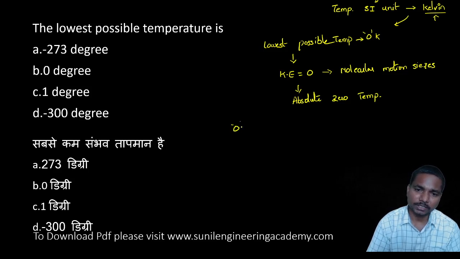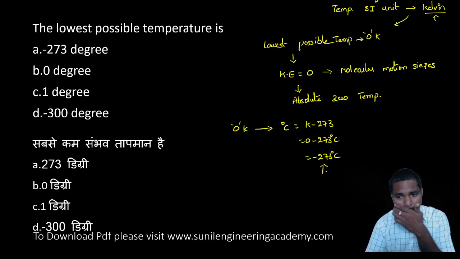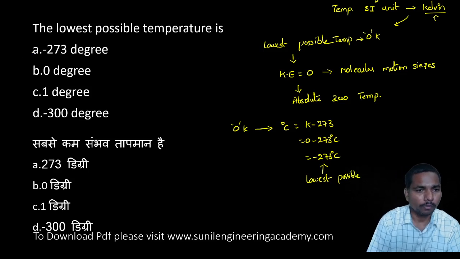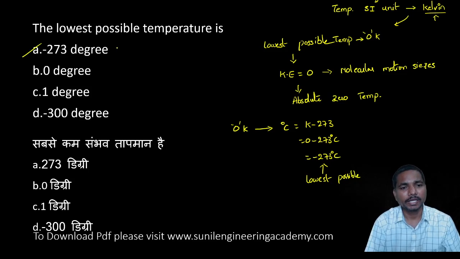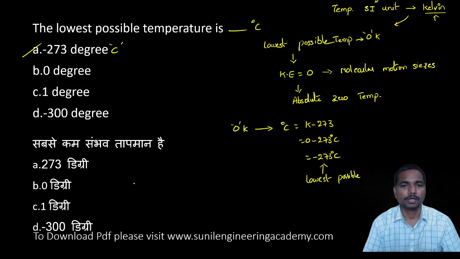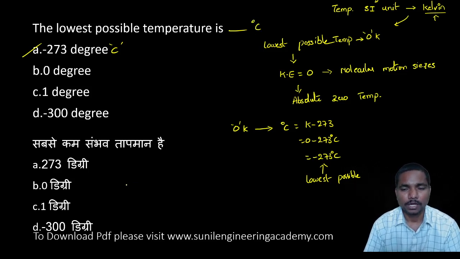0 Kelvin, if you convert into degree Celsius, is equal to Kelvin minus 273. That is 0 minus 273, that is minus 273 degrees Celsius. So this is the lowest possible temperature in degrees Celsius. Minus 273 degrees Celsius. Here you have to give the answer in Celsius. All of you clear?